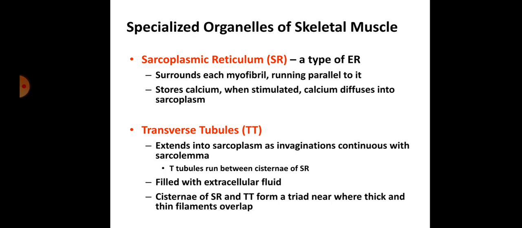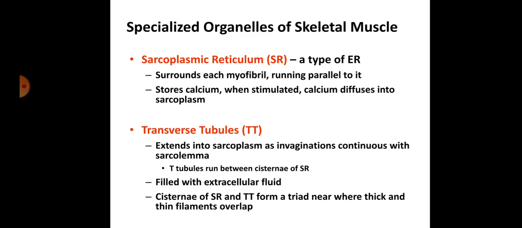In this part of the muscular system, I shall tell you further about the specialized organs of skeletal muscle. The first specialized organ is the sarcoplasmic reticulum, SR. This is a type of endoplasmic reticulum. It surrounds each myofibril, running parallel to it. It stores calcium. When stimulated, calcium diffuses into the sarcoplasm.